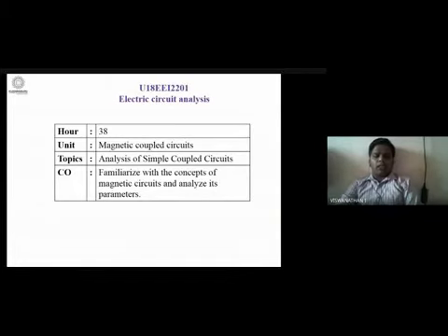So this is our number 38. The unit is magnetic coupled circuit. The topics covered are analysis of simple coupled circuit. The CO covers familiarizing with the concept of magnetic circuit and analysis of its parameters.